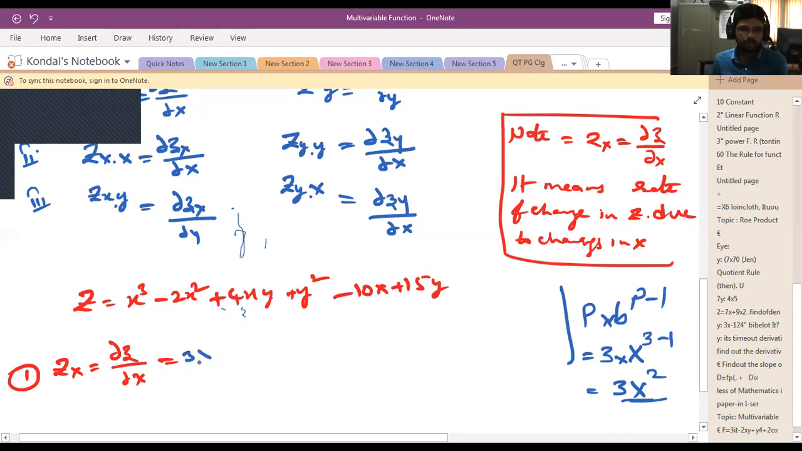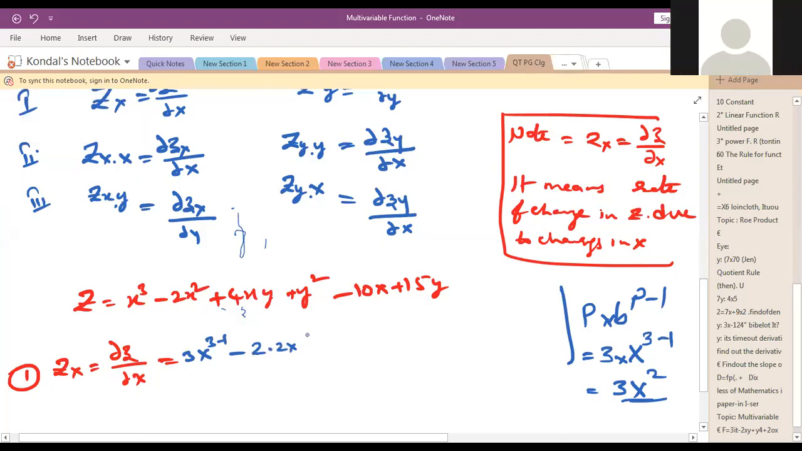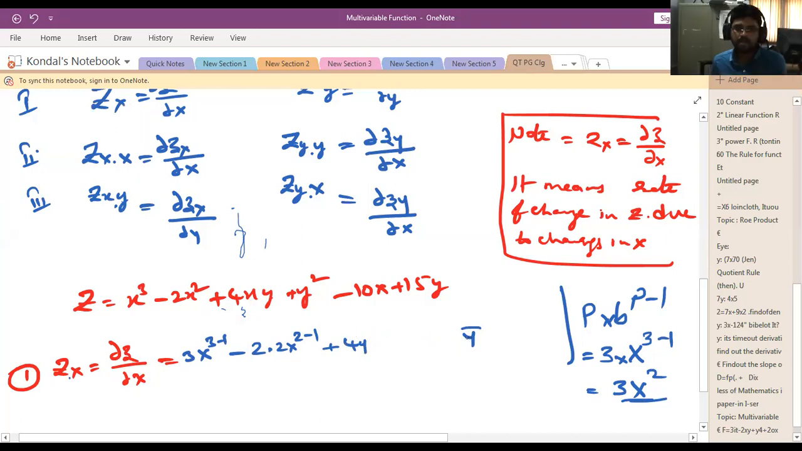See here, 3 into x, 3 minus 1, minus here 2 into 2x, 2 minus 1. Here the dot is nothing but multiplication. So here, how much does it come to when y is constant? When you consider zx, y is constant, so we only take 4xy, giving 4y. Please keep in mind that whatever we can keep constant, you should take that one only. 4y. Then here, the minus comes to 10.